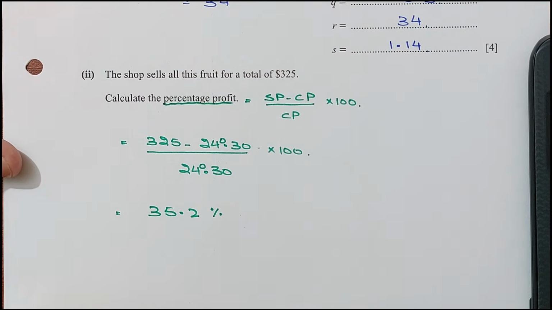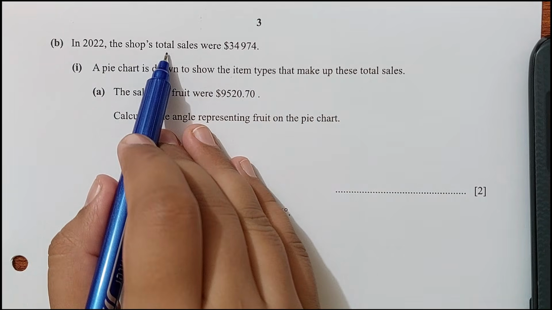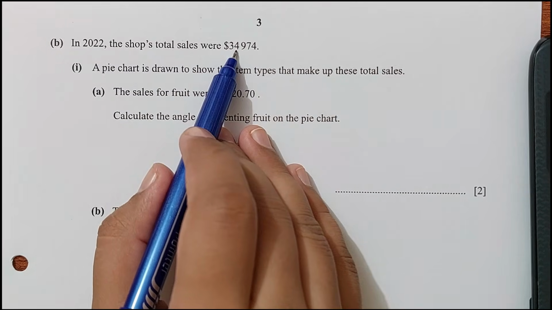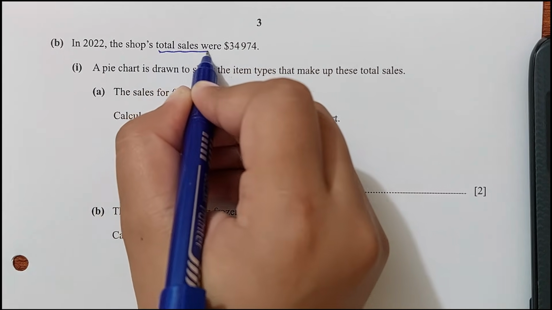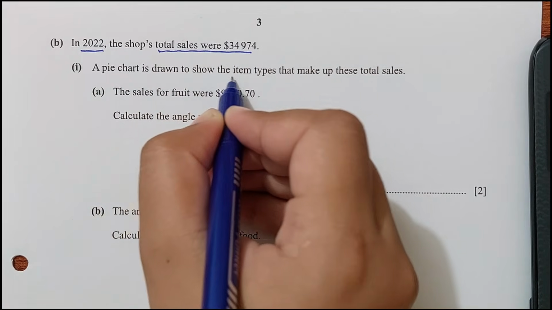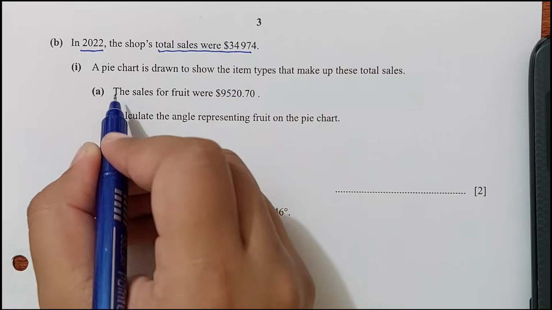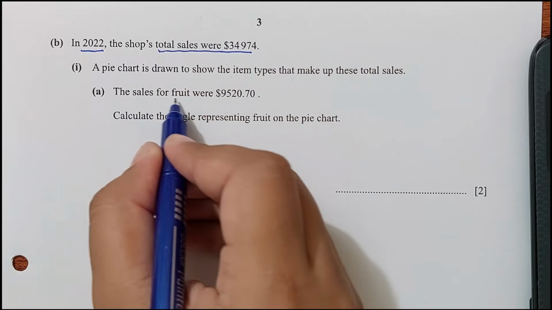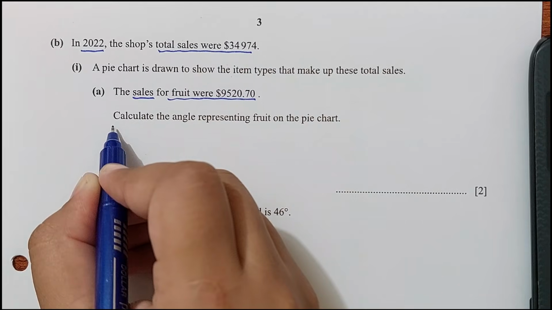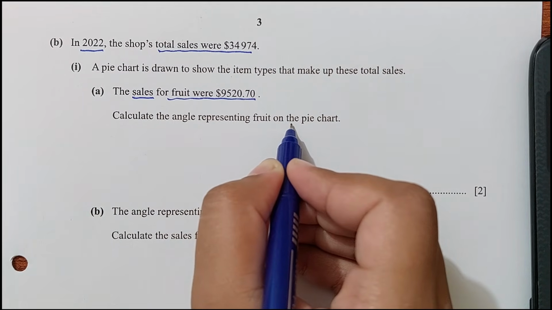In 2022, Part B, the shop's total sales were $34,974. This is the total sale for the whole year. Number 1, a pie chart is drawn to show the item types that make up these total sales. Part A, the sale for fruits was this much. Calculate the angle representing fruits on the pie chart.